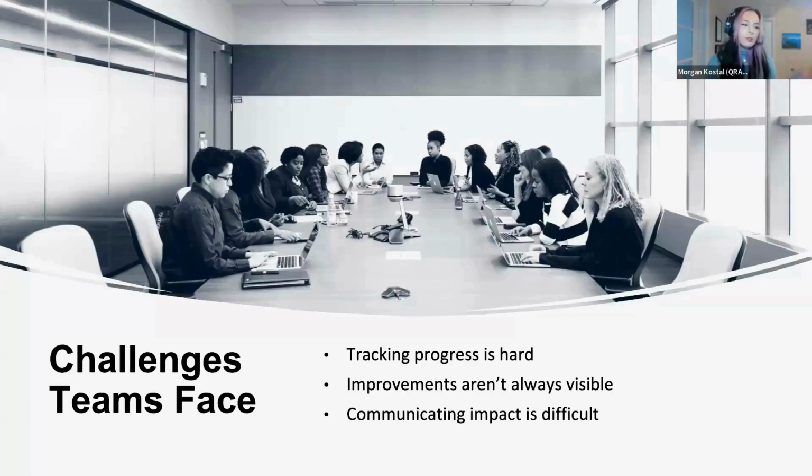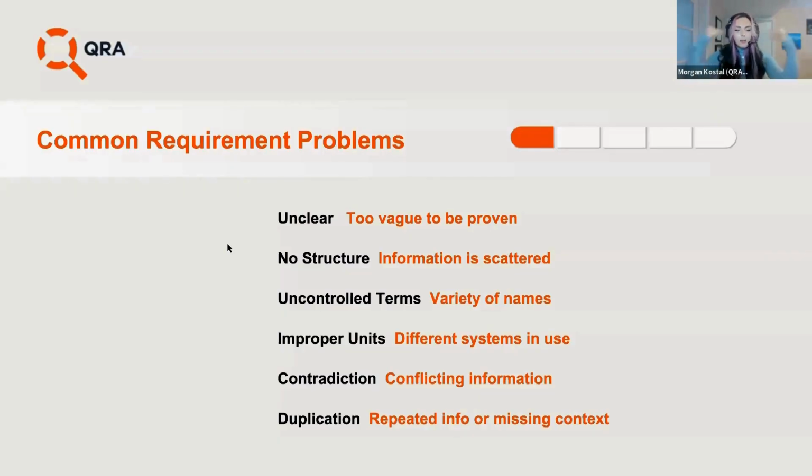A lot of teams are doing really great work to improve their requirements, but without a way to measure and show the progress, that effort can sometimes go unnoticed. And snapshots and timelines help change that. They make the improvement visible and give teams the credit and recognition that they deserve. Let's take a step back and look at the bigger picture.